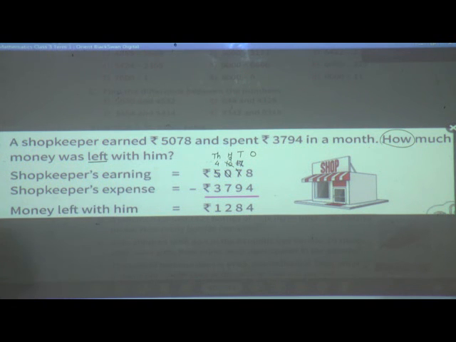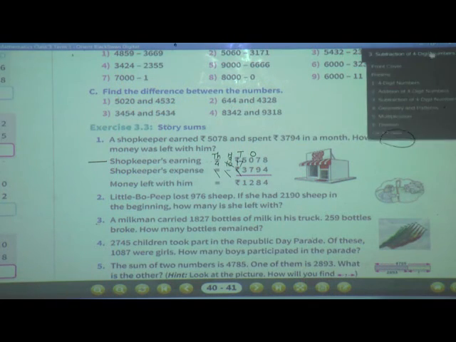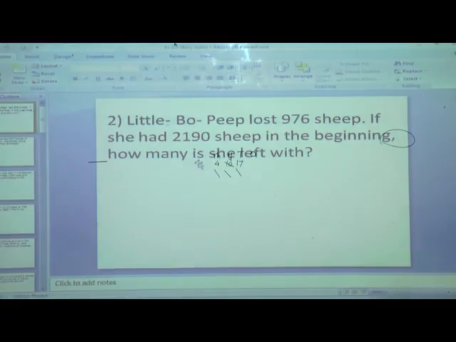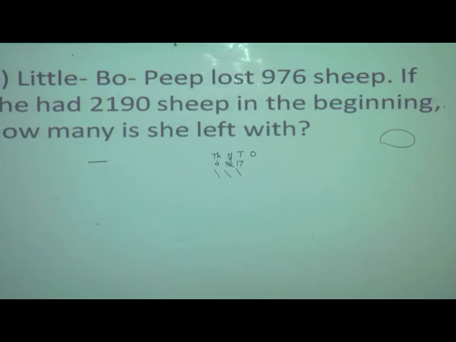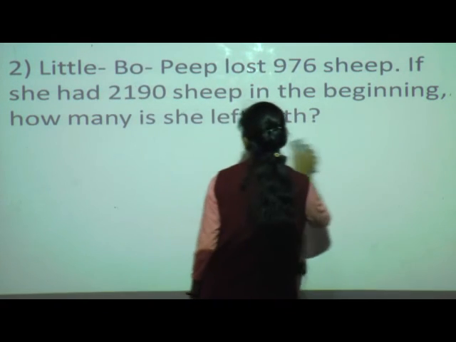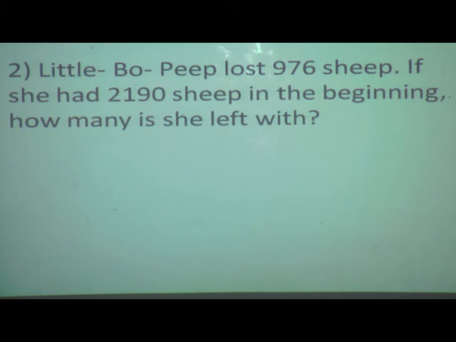Okay. Now open your textbook and keep it in front of you. Now we will solve another example. Example number 2. Now see what is the example. Second example. Read the question in your mind. The question is, Little Bo Peep lost 976 sheep. If she had 2190 sheep in the beginning, how many are left with her?